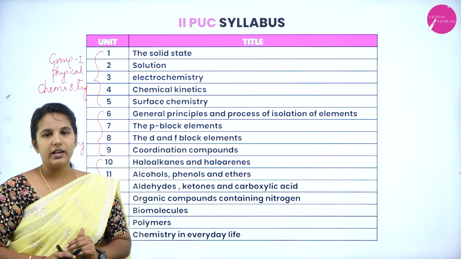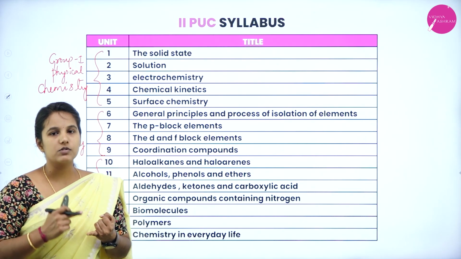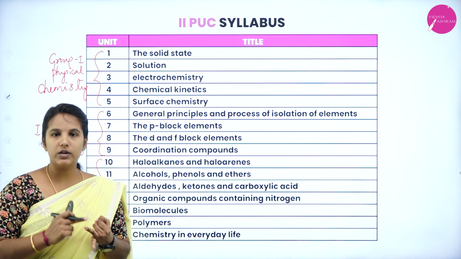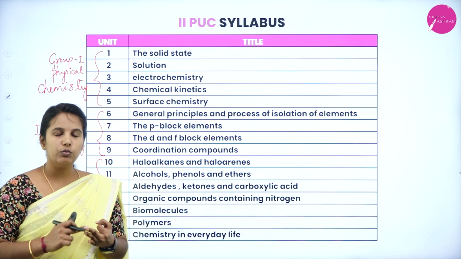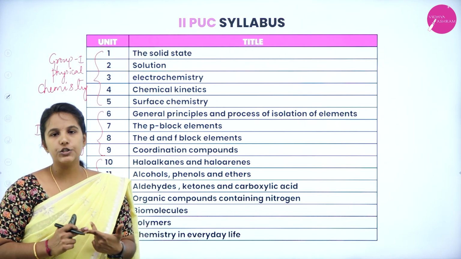Coming to inorganic chemistry, we have only 4 chapters. One is General Principles and Processes of Isolation of the Elements. Unit 7, the p-Block Elements. Unit 8, the d- and f-Block Elements. Unit 9, the Coordination Compounds.